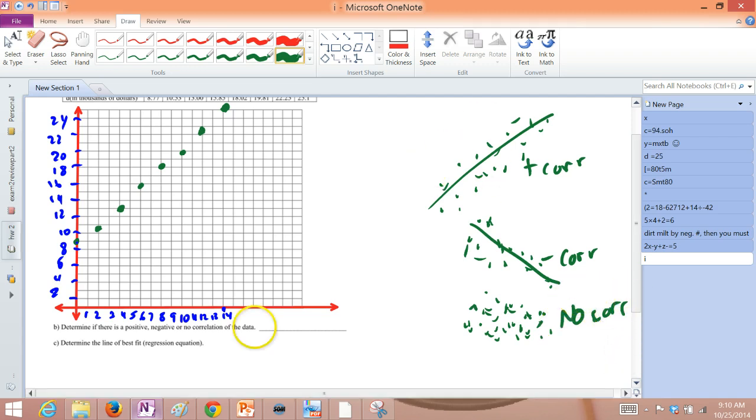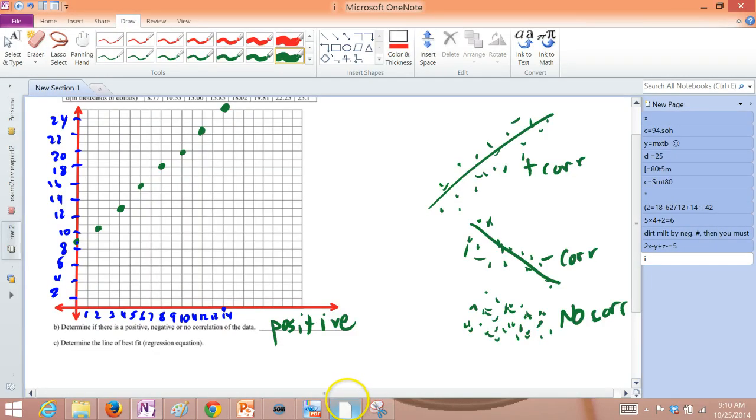Okay, so we're going to say that we have positive correlation. As you move from left to right, as you increase the input, it seems like the output is also increasing. Alright, the line of best fit. That's a calculator thing.